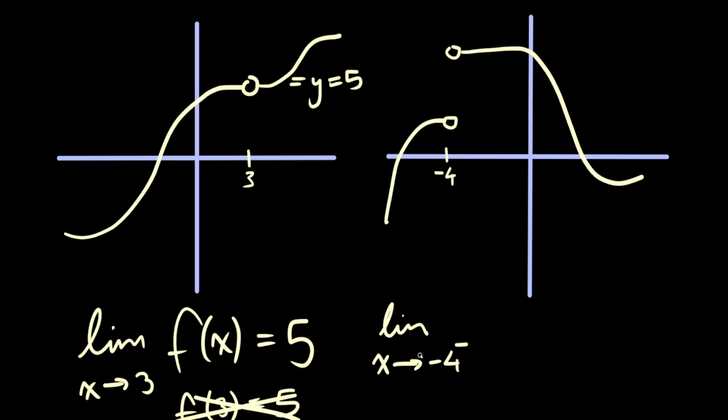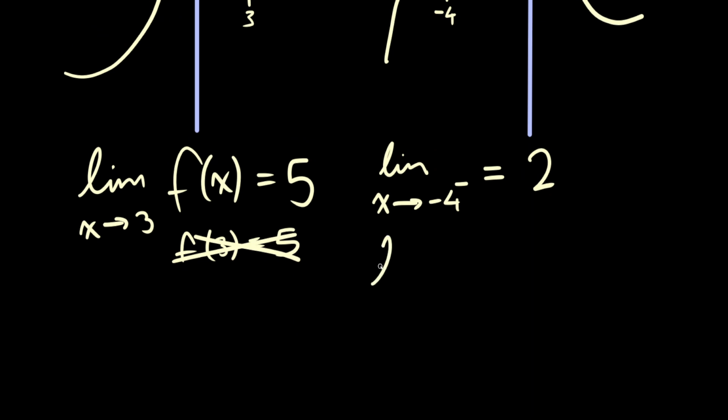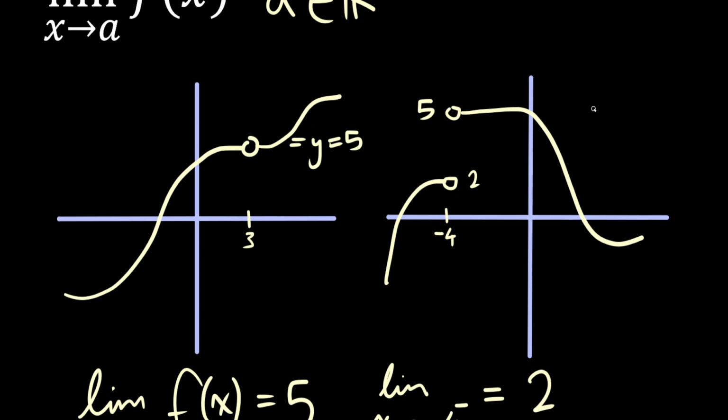So as x approaches -4 from the left hand side, remember, negative inwards towards the x-axis, this can be evaluated at, let's say this is 2 and this one is at 5. So we would have to evaluate this one as 2. And from the positive direction of -4, this would be evaluated at 5.